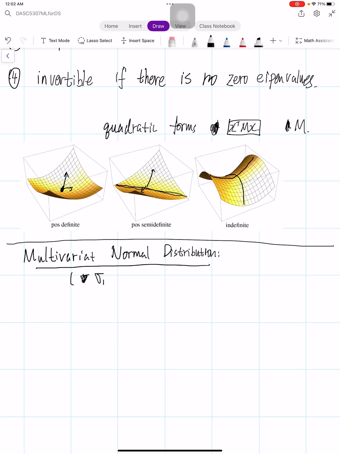So sigma 1 squared does not necessarily need to be equal to the second feature's variance, the variances of these features do not need to be equal. We denote a random vector following a general d-dimensional multivariate normal distribution with the location mu and the variance sigma. Okay, so mu is a d by 1 vector. This is a d by d matrix. We call it a covariance matrix.